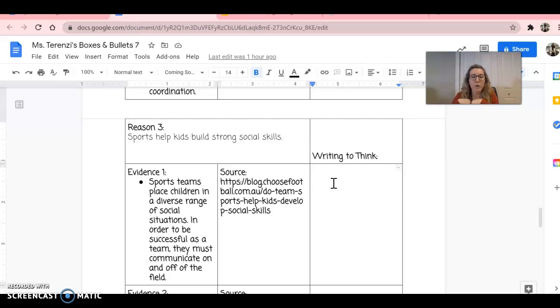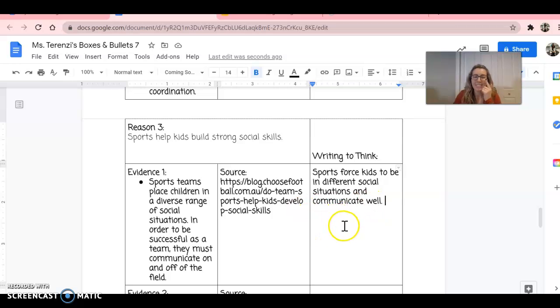All right, so I want to avoid saying the exact same thing, but rewording it. For example, if I were to say, sports force kids to be in different social situations and communicate well. Yes, this is true. However, if you notice, I'm essentially saying the exact same thing as my piece of evidence, which is what I want to avoid. It's not really fun when you're reading a paper and you're reading the same thing over and over again. It gets a little bit repetitive and it gets a little bit boring for the reader. So we want to keep them on their toes and we want to keep them engaged.